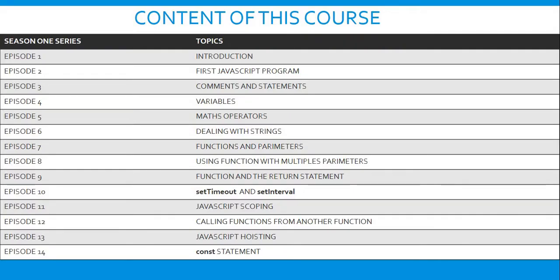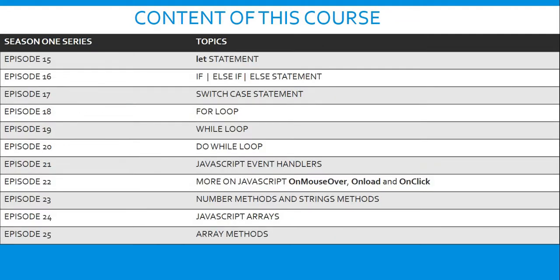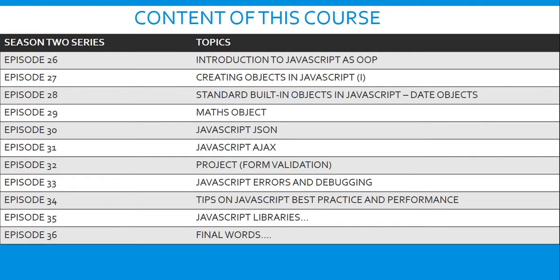So let's quickly take a look at the content of this course. This course is made up of two seasons, season 1 and season 2. We are on season 1 right now. So season 1, we have the introduction, which we are doing right now, then episode 1, down to episode 25, where we'll end season 1 with the array methods. Now in season 2, we'll begin with an introduction to JavaScript as object-oriented programming. And we'll end it with the final words.